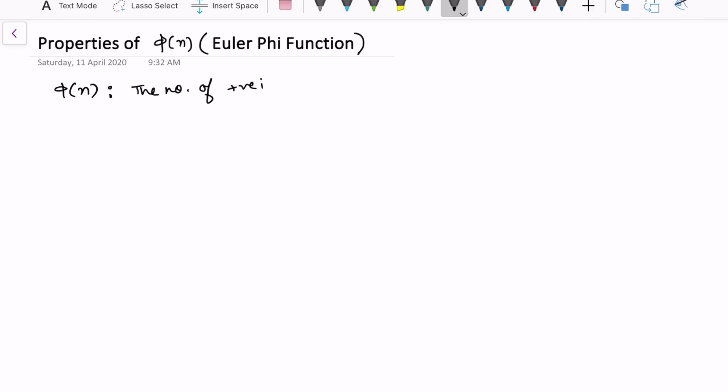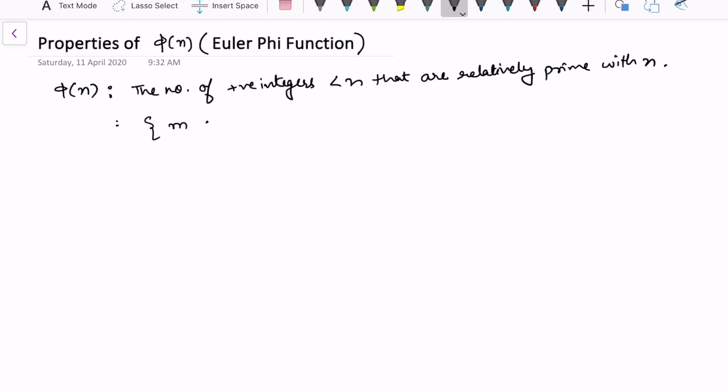of positive integers strictly less than n that are relatively prime with n. So in set form, we can also say phi n is the cardinality of the set which consists of numbers m such that m lies strictly less than n, and even if we want to include equality, we may include it, but the condition is that the GCD of m and n should be 1. So this talks about all positive integers strictly less than n or even less than or equal to n.